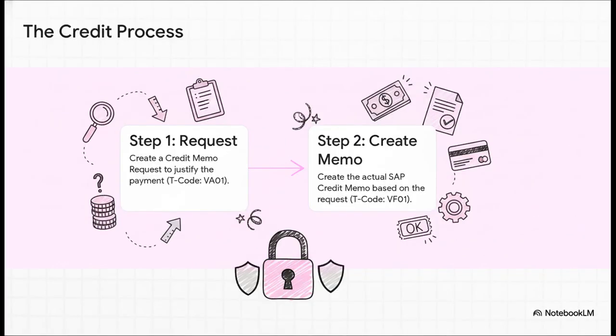And the really important thing to get here is that you don't just poof, create a credit. It's a controlled 2-step process. Why? To stop mistakes and fraud. First, you create a request to justify why you're giving the credit, and only after that gets approved do you create the actual credit memo that handles the money.